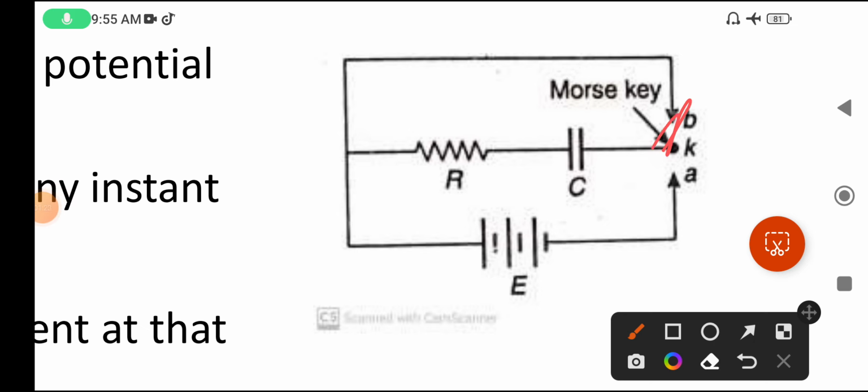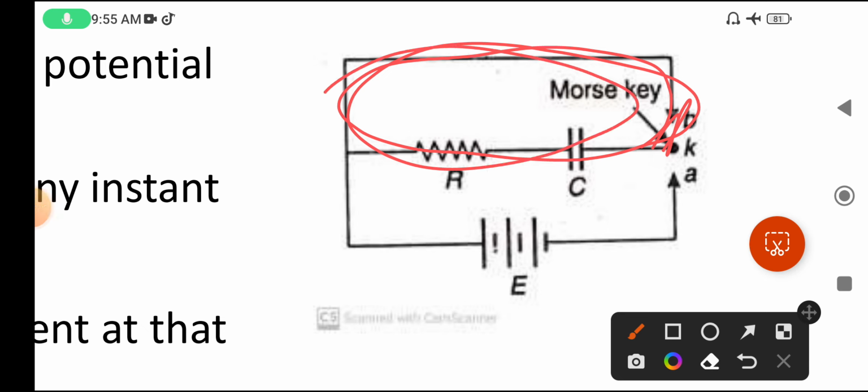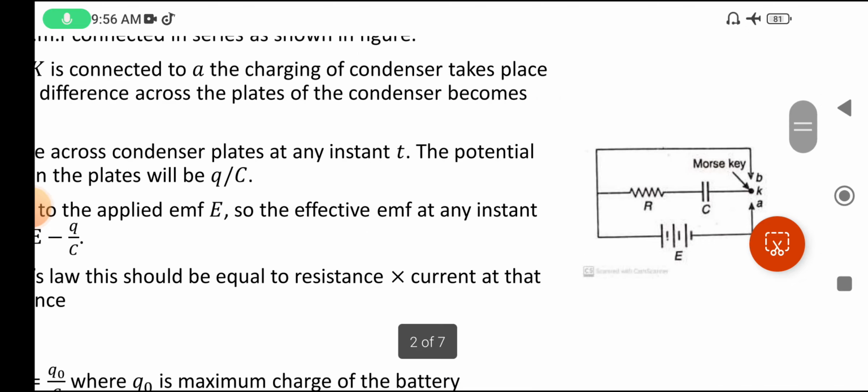But if you connect like this, then what happens? No battery is there. Here discharging will take place. When K is connected to A, charging will take place, and when connected to the other side, discharging will take place.